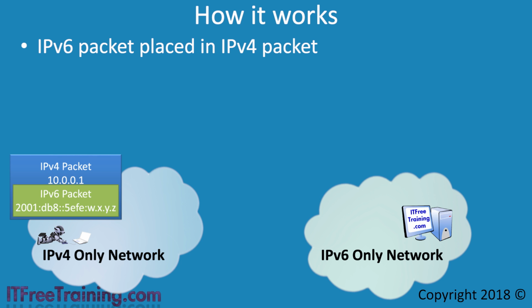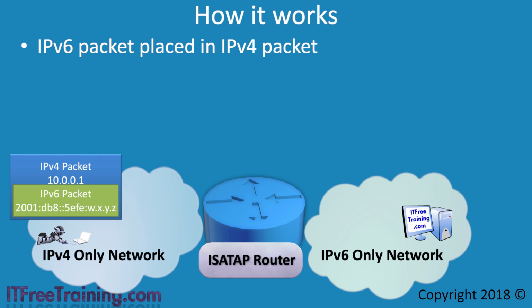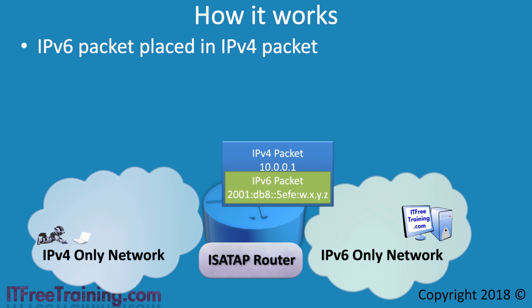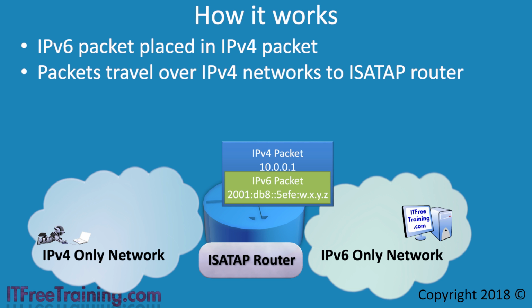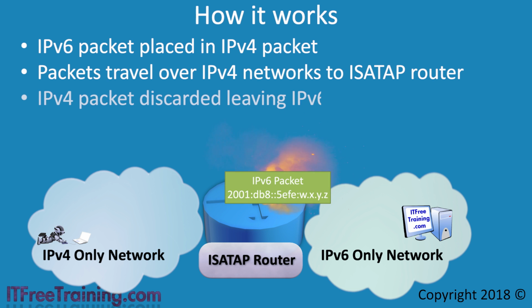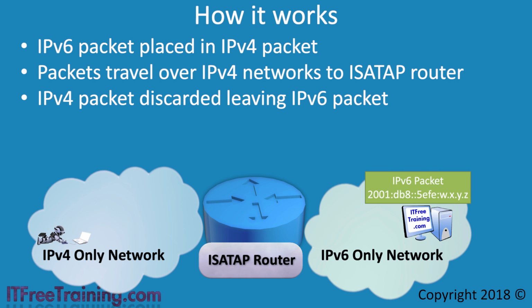In the next step, the packet is sent via an ISATAP tunnel to the ISATAP router. This example is a simple one, but the packet could have traveled over many IP4 routers to get to the ISATAP router. Once the packet reaches the ISATAP router, the IP4 packet is discarded, leaving the IP6 packet. This packet is then sent on the IP6 network to its destination. This is a simple example, but shows the basic process involved. I think you are ready for it, so let's look at a more difficult example which shows all the steps.